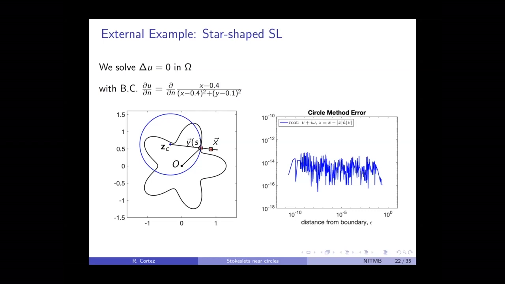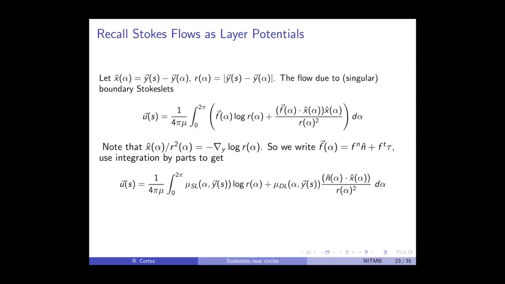I'll give you a couple of examples with fluid flow. You recall that the Stokeslets, for example, can be written in terms of these single and double layer potentials. So we do that, and then it's a matter of evaluating both a single layer and a double layer.